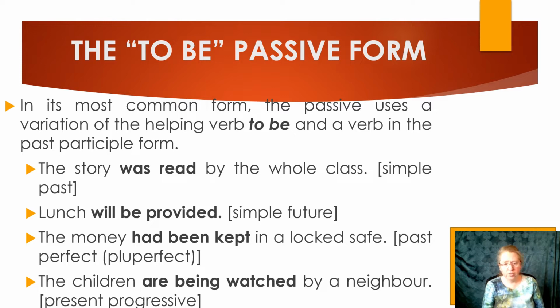So again, we don't know who the subject is, so we'll just say they. If it wasn't in the passive form, it would be they had kept the money in a locked safe. Okay, the children are being watched by a neighbor. This is the present progressive tense. And so if that wasn't passive, it would be the neighbor is watching the children, or a neighbor is watching the children.